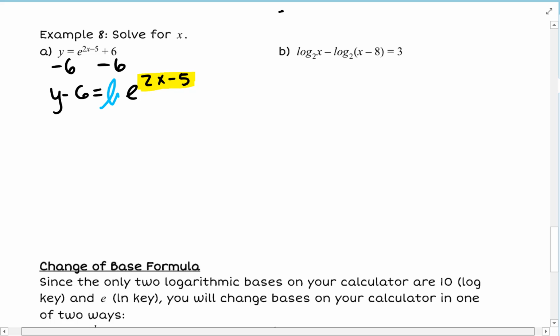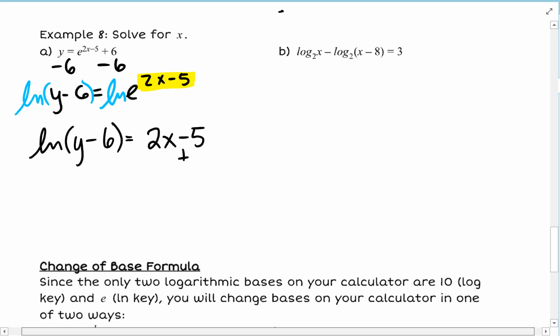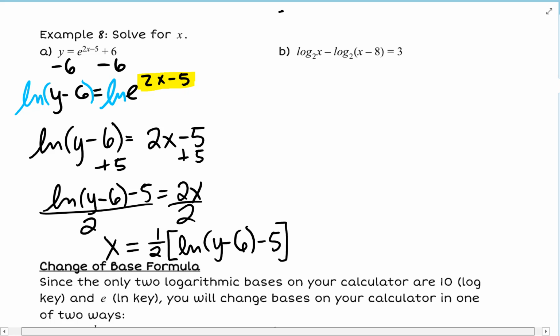And if I take the natural log of the right side of the equation, I also need to take the natural log of the left side. Yay! Natural log of e to the 2x minus 5 is simply 2x minus 5, and you can continue to isolate x from here. And you get 1/2 natural log of y minus 6, minus 5. What if you put that into the calculator? What do you get?